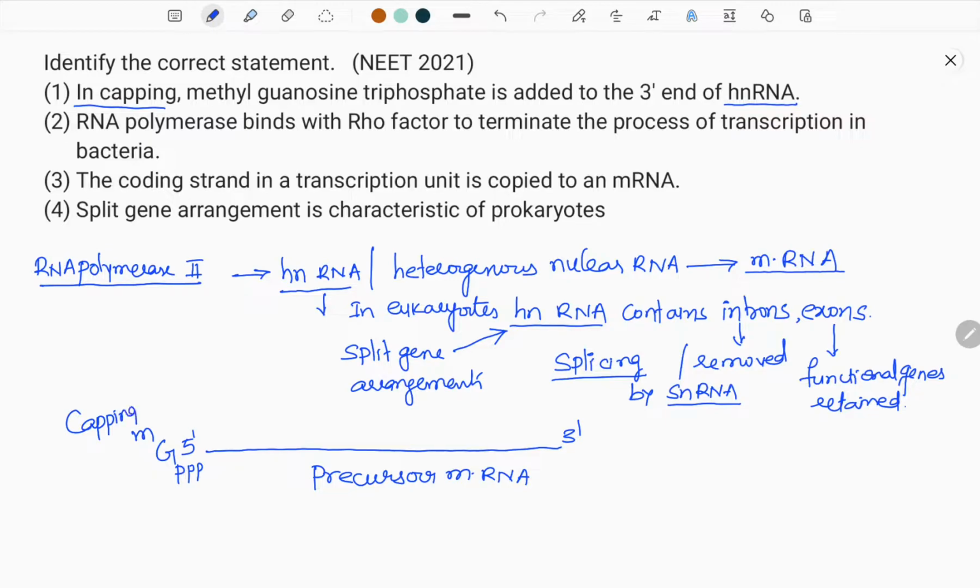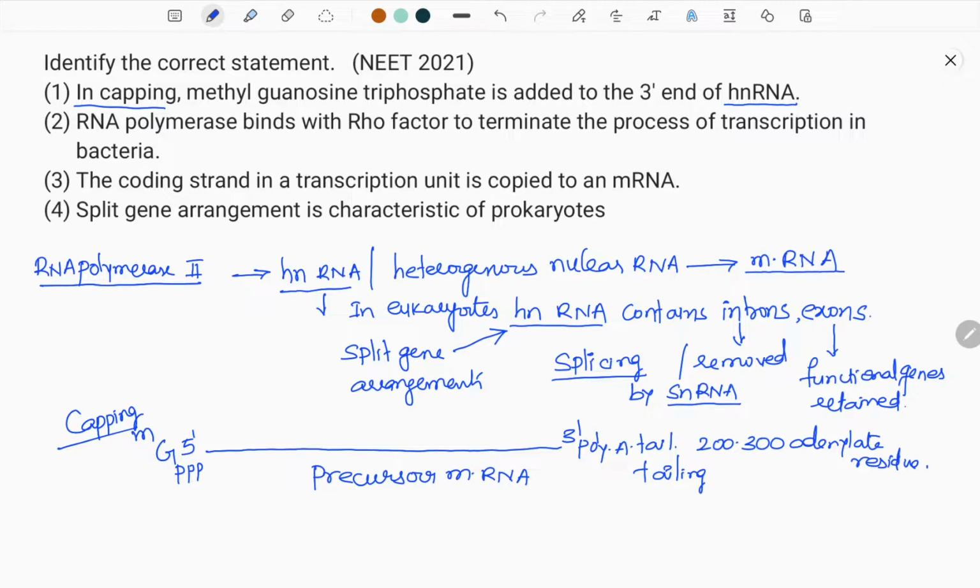So we should know that the capping should be done at fifth end of the hnRNA, and tailing should be done at the third end. Tailing means poly A tail. Poly A tail means about 200 to 300 adenylate residues added at third end of the mRNA. This process is called tailing. Remember, the capping, splicing, tailing, all that takes place only in eukaryotes and not in the prokaryotes.